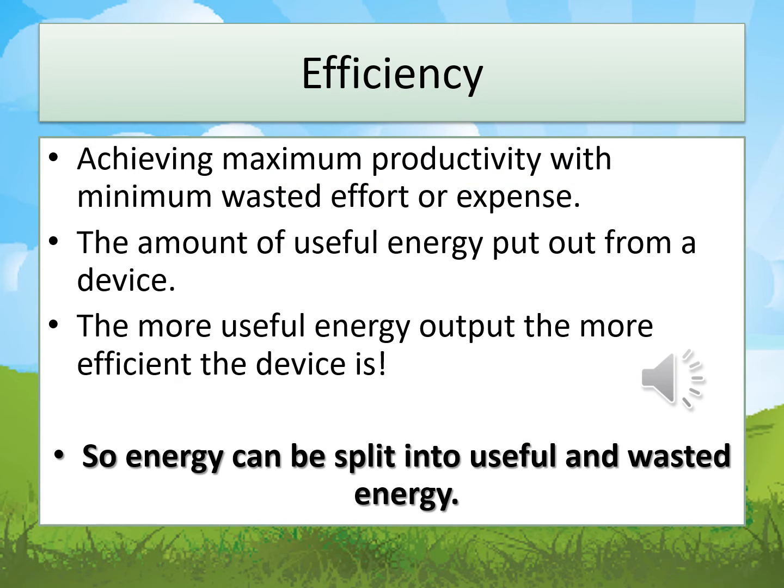So efficiency is achieving maximum productivity with minimum wastage. So in terms of efficiency in energy resources, it is the amount of useful energy put out from a device or an appliance or piece of machinery. And the more energy output, the more efficient something is. So can you now just adjust and add to your own definition?